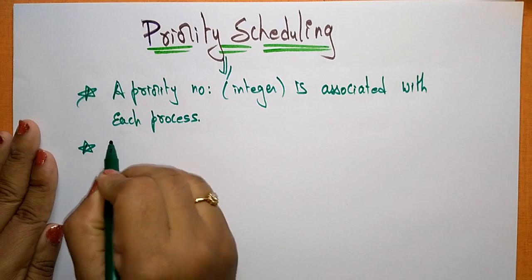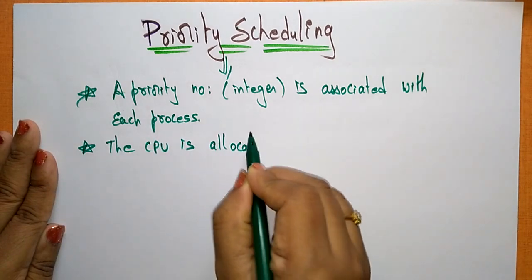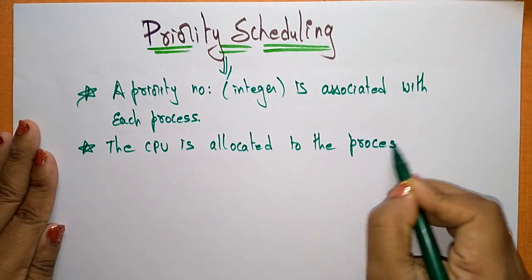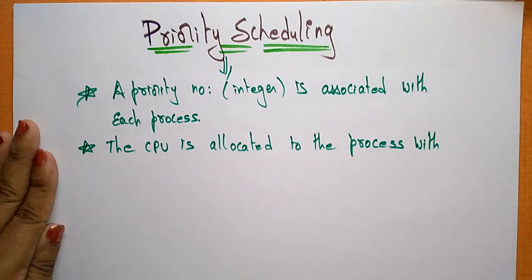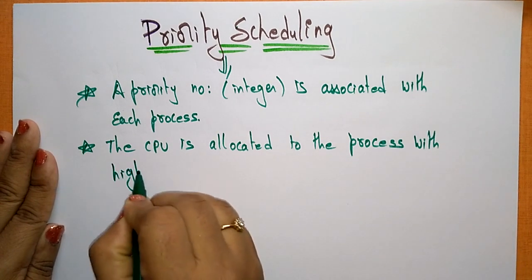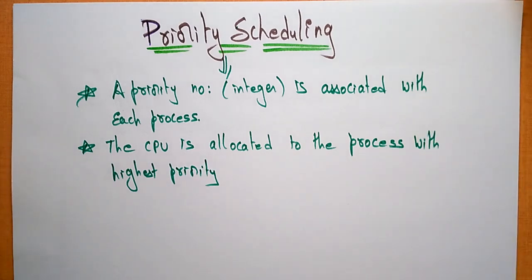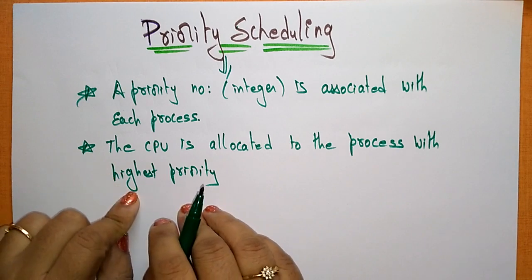Next, the CPU is allocated to the process with the highest priority. So first you have to assign the priority. Next, the CPU is allocated to the process with the highest priority. It takes the smallest integer as the highest priority. If 0 is there, it is high. If 1 is there, it is the highest priority, like that.